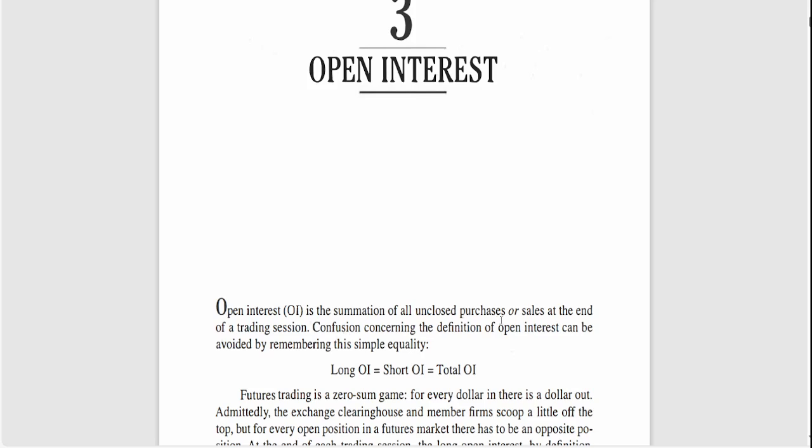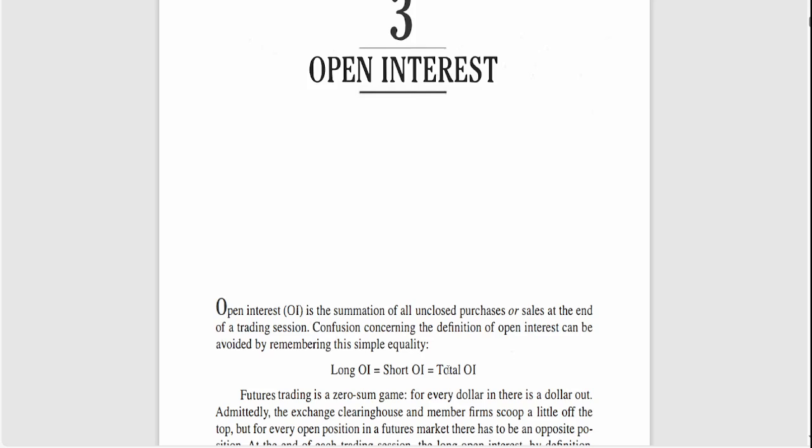Confusion concerning open interest can be avoided. Long open interest and short open interest are equal, and so is total open interest. It's very obvious. When you buy, someone sells, and however many buyers there are, there are the same number of sellers in front of them. When a contract or trade happens, a buyer and seller meet. The seller sells, the buyer buys, and a contract happens. So sellers and buyers are equal in the market.